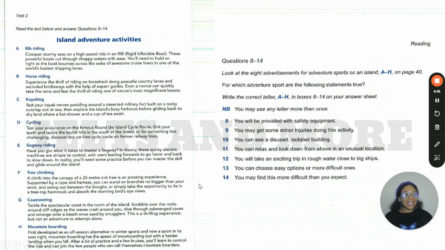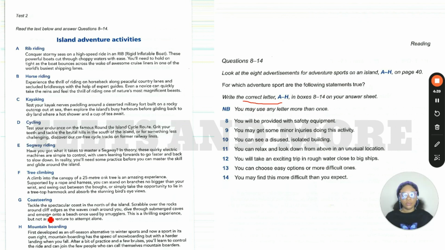So your answer is going to be a letter. As you can see here, it says, write the correct letter. You have to pay attention to these things. Write the correct letter, A to H, in boxes 8 to 14 on your answer sheet. Okay, so that is that.